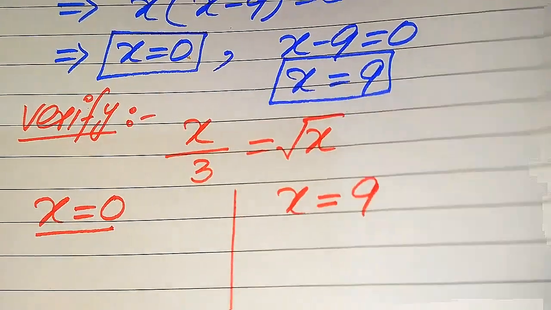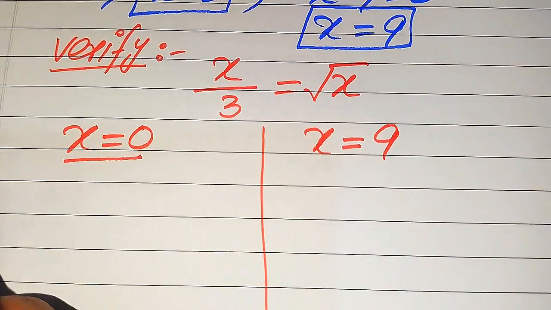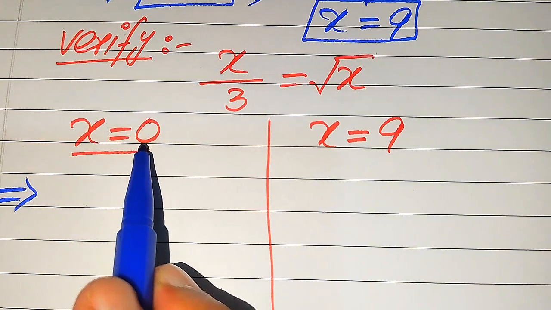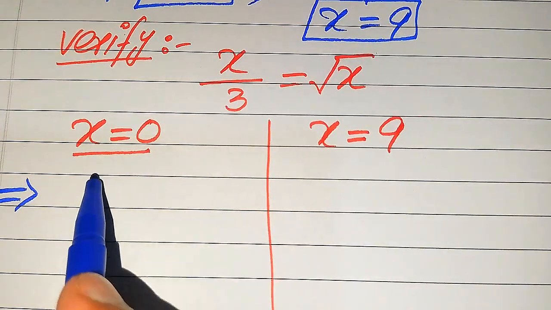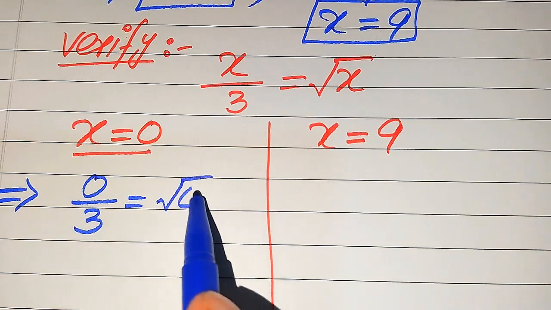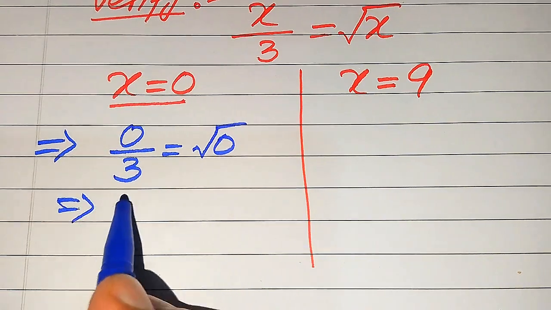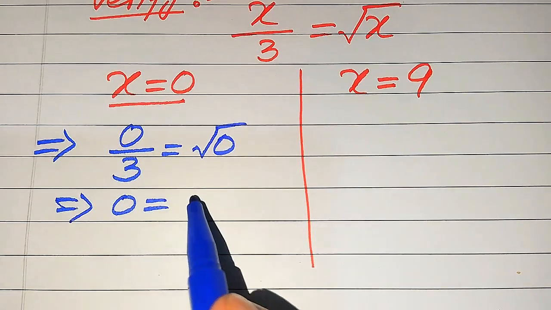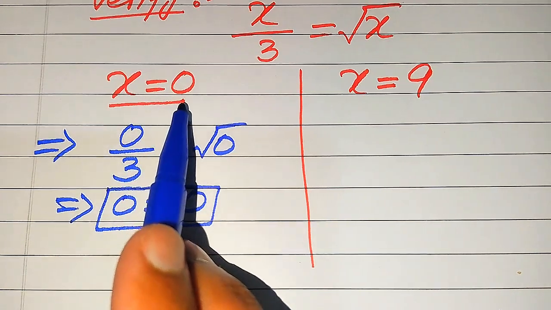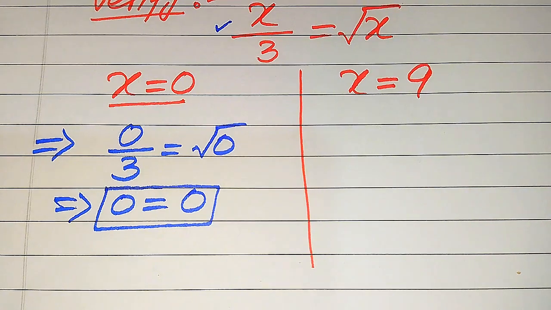So here you see that when we put x equals 0 on both of the sides of this equation, it becomes 0 divided by 3 equals square root of 0, and we know that 0 divided by 3 becomes 0, and square root of 0 is also equal to 0. So this shows that the value x equals 0 satisfies our given question statement. So this is a solution of the given question.